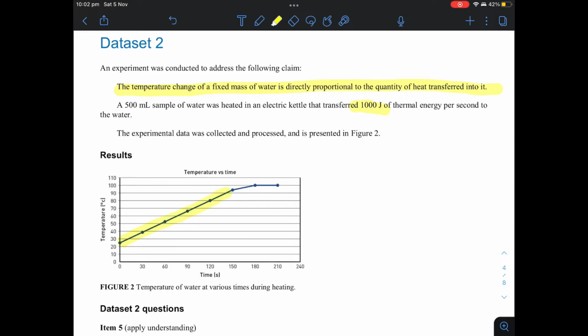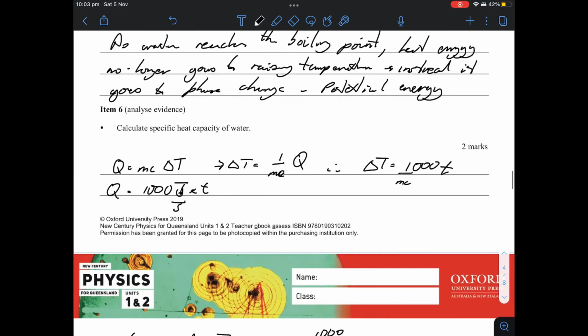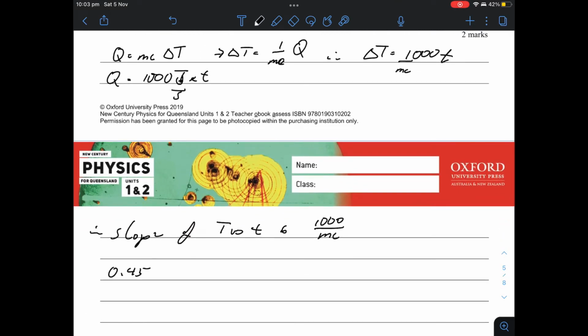If you look at the heating phase, we increase our temperature by close to 70 degrees in 150 seconds. Calculate the slope: 68 over 150. Given your calculator, you get 0.453 degrees per second. So 0.453 degrees per second is 1,000 over MC.